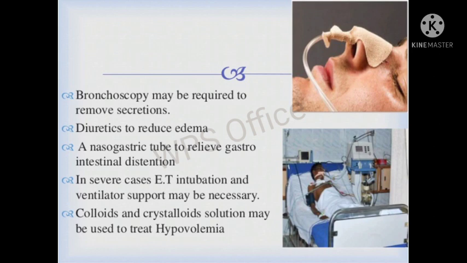A nasogastric tube may be given to the patient to relieve gastrointestinal distension. In severe cases, intubation will be done and ventilatory support will be necessary. Then colloid and crystalloid solutions may be used to treat the hypovolemia. So these are the medical management measures for pulmonary contusion.